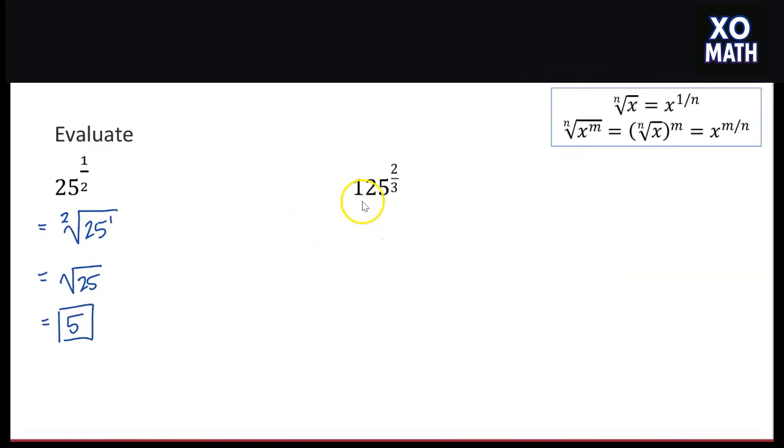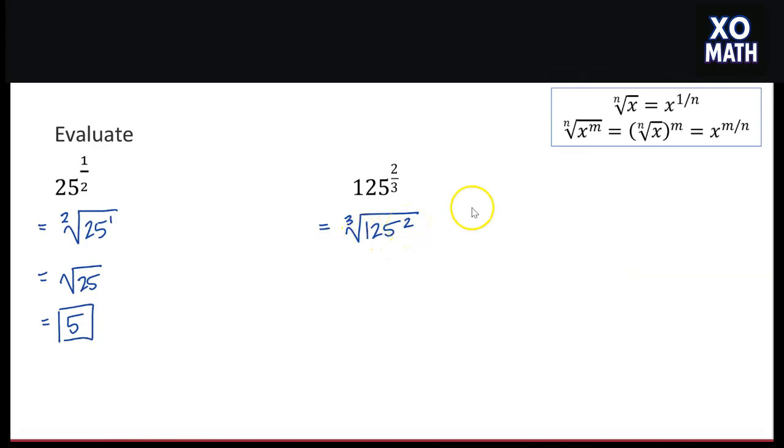For the second example, I have 125 raised to the 2/3. So the denominator of the rational exponent, 3, becomes the root. So this is the cube root of 125, and that would be 125 squared. But I have no idea, without a calculator, what 125 squared is.